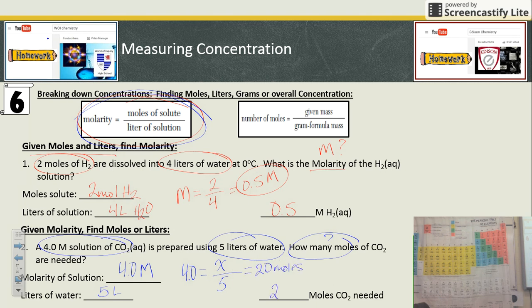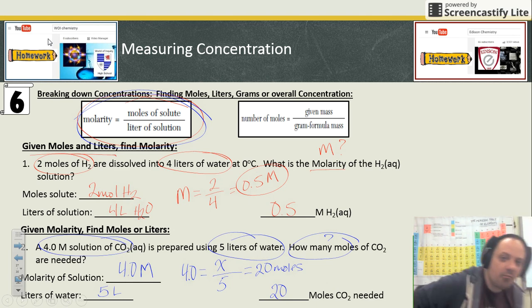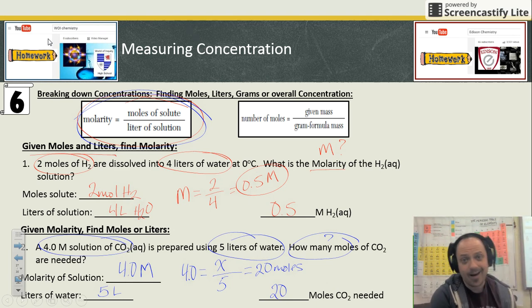There you go, 20. Okay, so you can figure out the concentration if you're given the moles and the liters, and then you can figure out the number of moles if you're given the concentration and the liters.